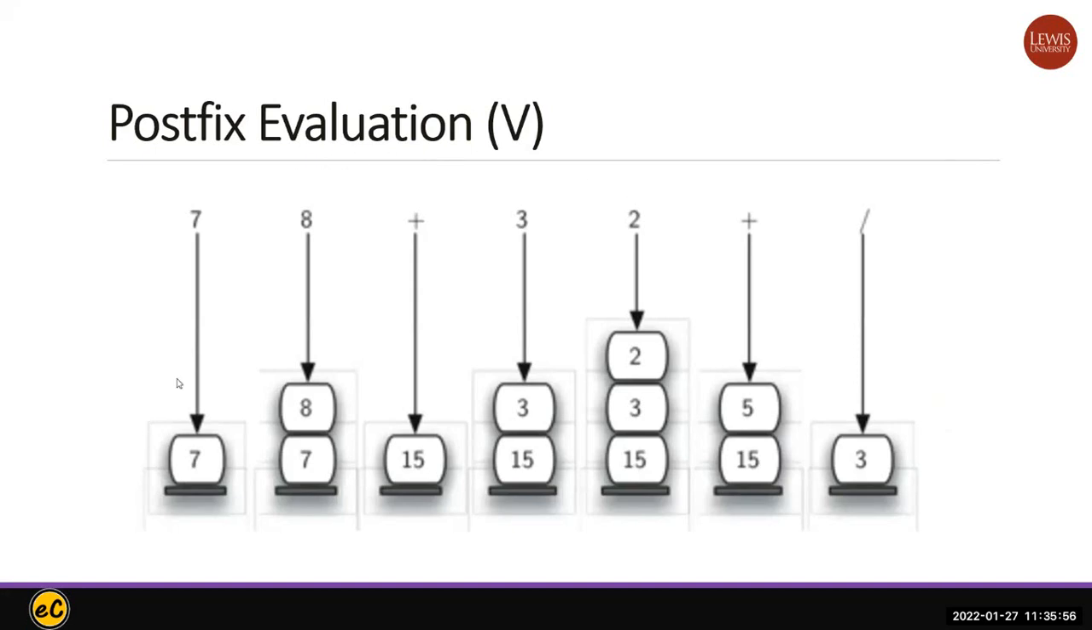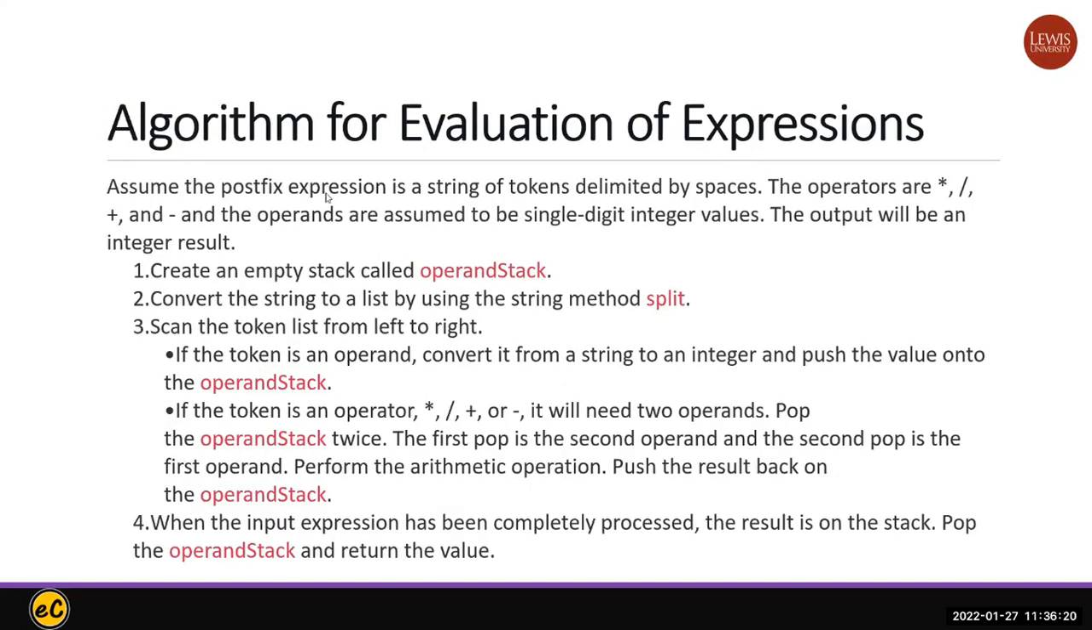So here we push in 7, push in 8, we have a plus sign, we pop them out, and we get 15, and then we push in 15. Then we push in 3, push in 2, we have a plus sign, we pop out 3 and 2, sum them to 5, and push in. Then we see a division, so we pop them out, 15 divided by 5, it becomes 3. That's the evaluation algorithm.